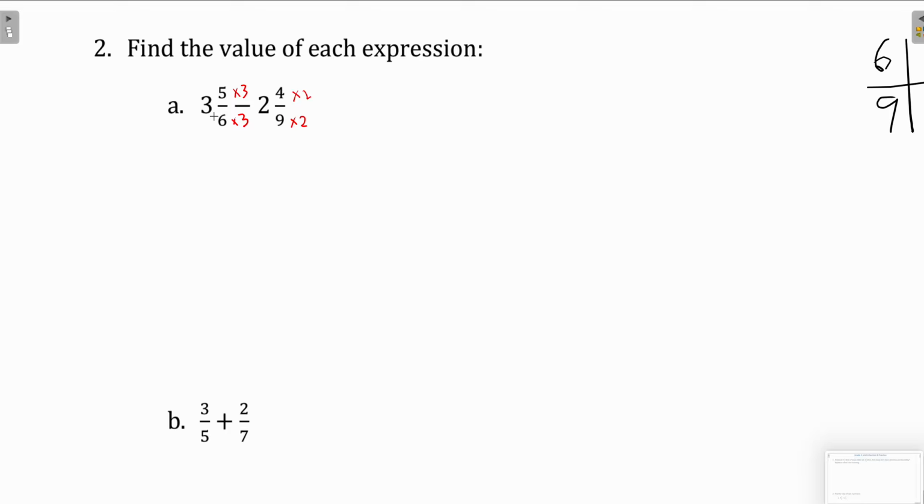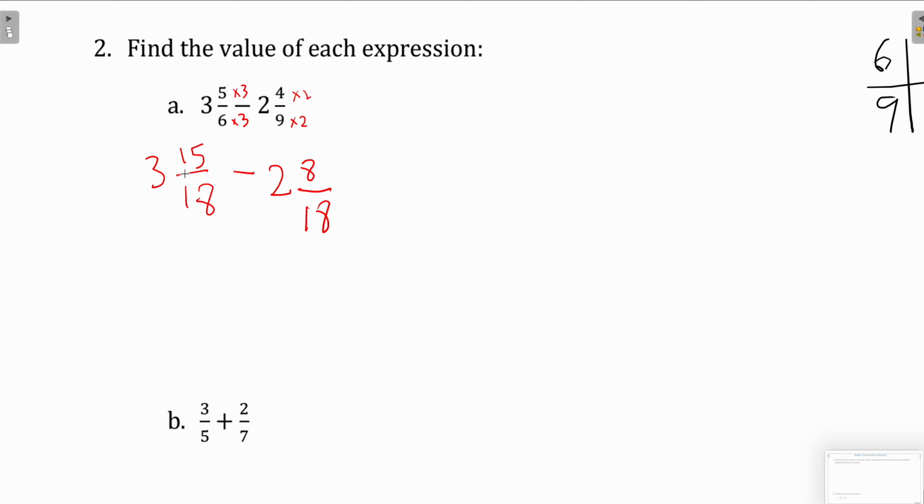So this is going to become 3. All right, so 5 times 3 is 15. This is going to become 18 minus 2, 4 times 2, 8 over 18. So now we have our new fraction. So this one is equivalent to this one. And this one is equivalent to this one. So 3 and 15/18 minus 2 and 8/18. So let's subtract the numerators.